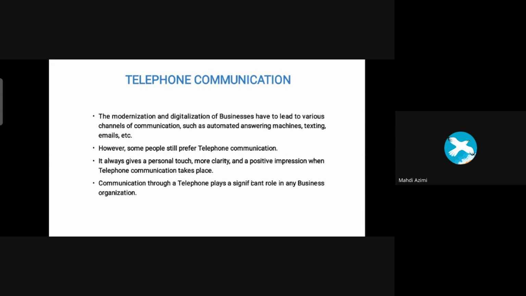Whenever we are talking about telephonic communication, there is a very fine line which talks about formal communication and informal communication.